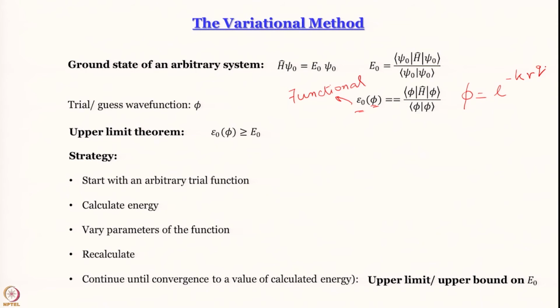Okay. So, let us say I am talking about phi which is dependent only on the radius vector r. Now, k is a parameter that I can play around with, q is another parameter that I can play around with. These are called variational parameters.